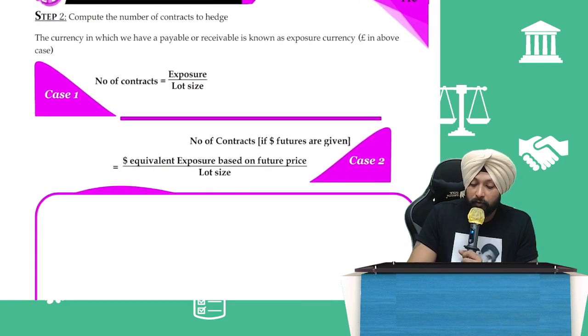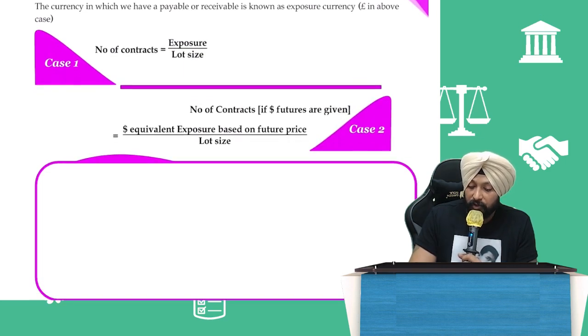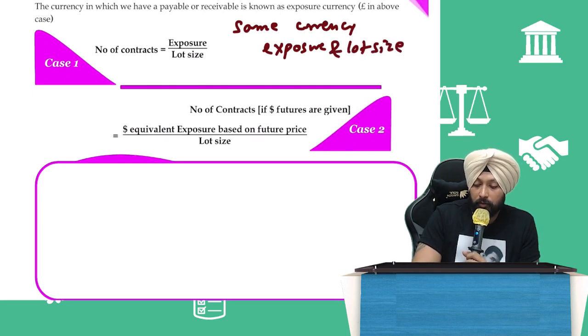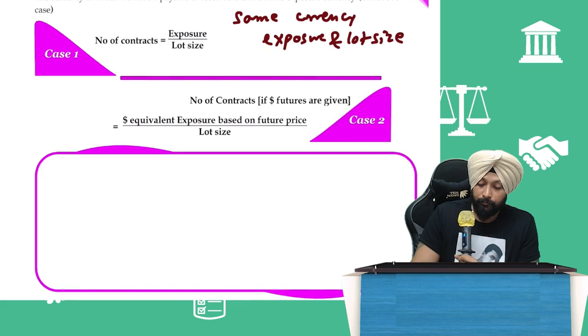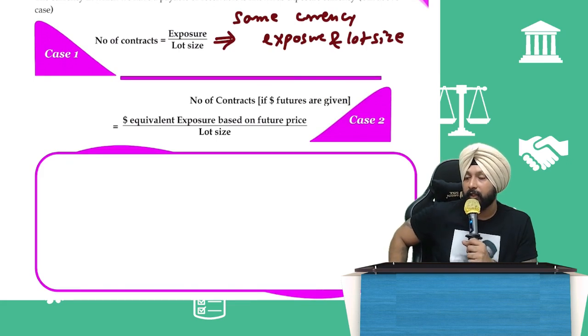Next is compute the number of contracts to hedge. The currency in which we have a payable or receivable is known as exposure currency, which is found in the above case. Case 1, number of contracts is exposure by lot size. And second case, what we have done is dollar equivalent exposure based on future price divided by lot size. So case 1: same currency, exposure and lot size. The first case is same currency, exposure and lot size, then you simply divide.